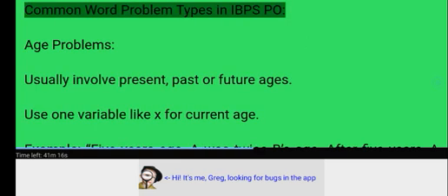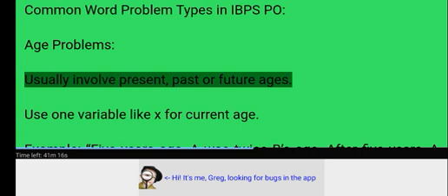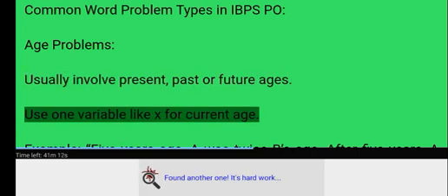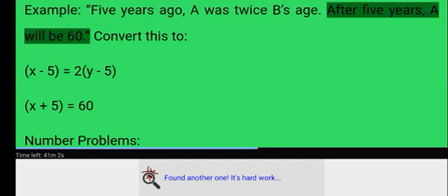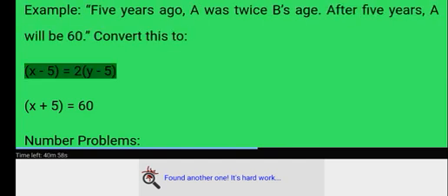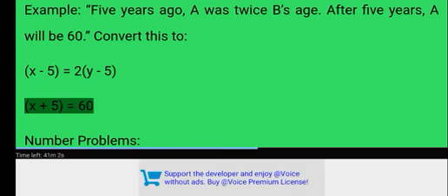Common word problem types in IBPS PO. Age problems usually involve present, past or future ages. Use one variable like x for current age. Example: 5 years ago, A was twice B's age. After 5 years, A will be 60. Convert this to x minus 5 equals 2(y minus 5), x plus 5 equals 60.